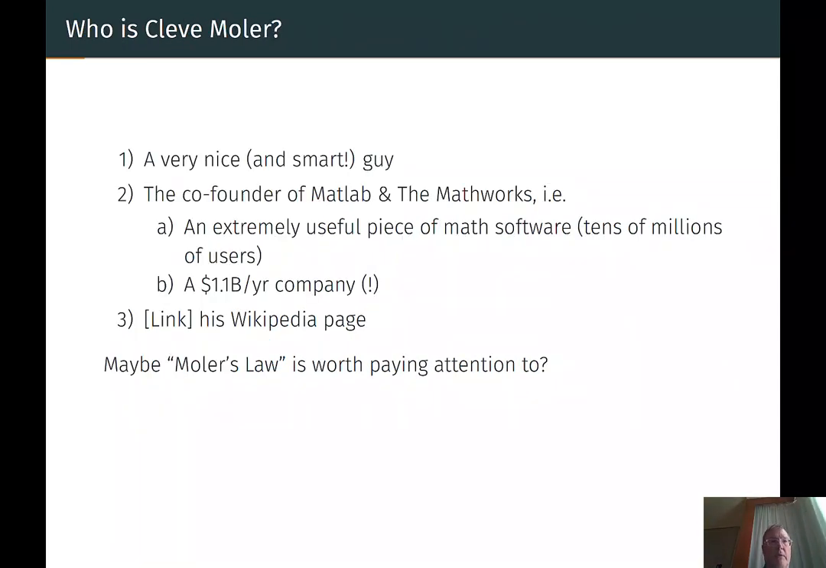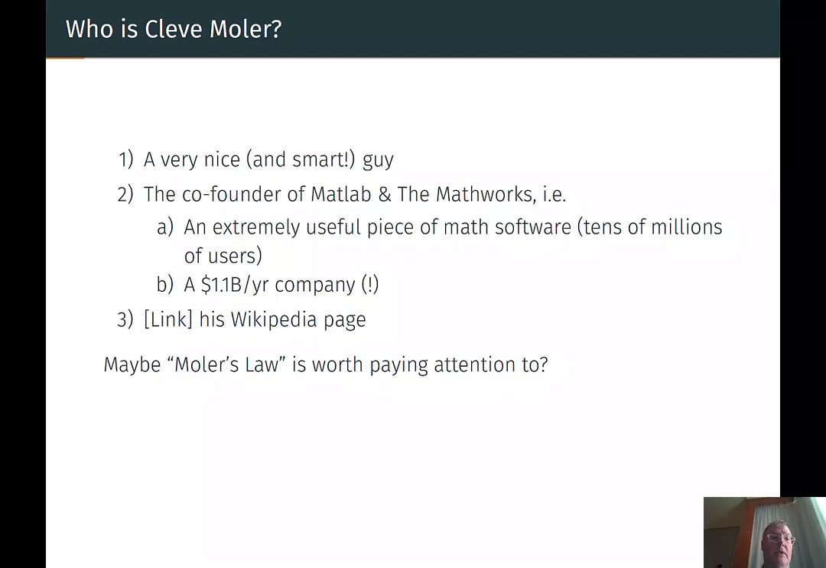Okay, Moeller's Law. Well, first, who is Cleve Moler? Well, first thing, he's a very nice and smart guy. One of the things that he did was he co-founded the MathWorks and wrote MATLAB. And what is MATLAB? That's an extremely useful piece of mathematical software, which I think has tens of millions of users. And according to the internet, it's a $1.1 billion a year company.